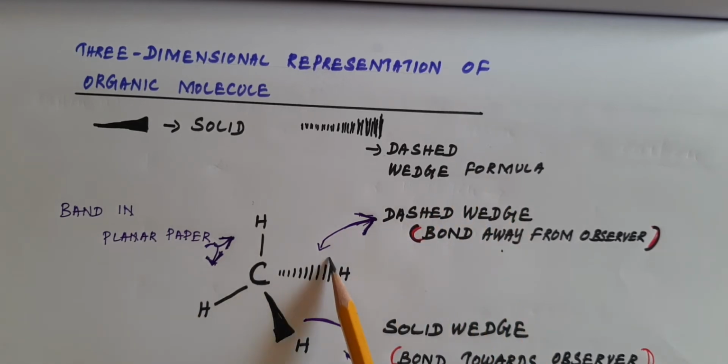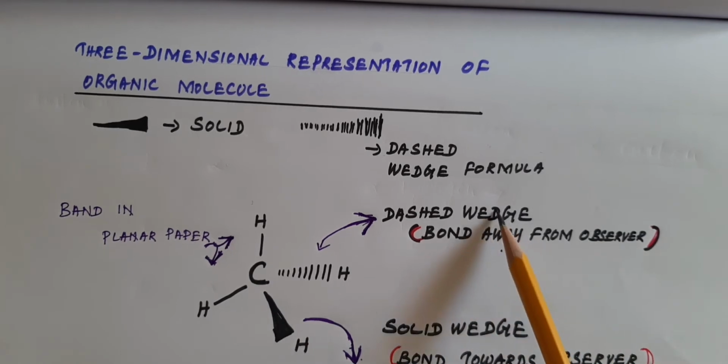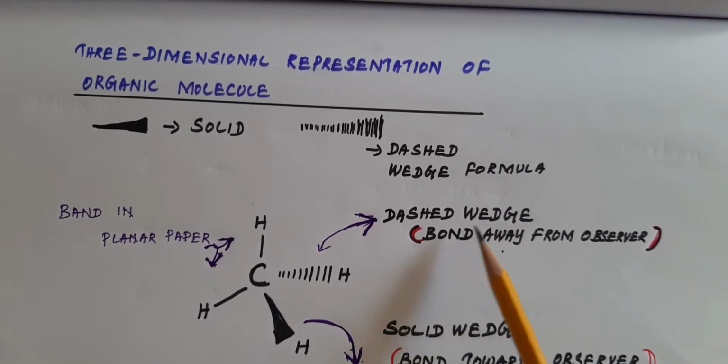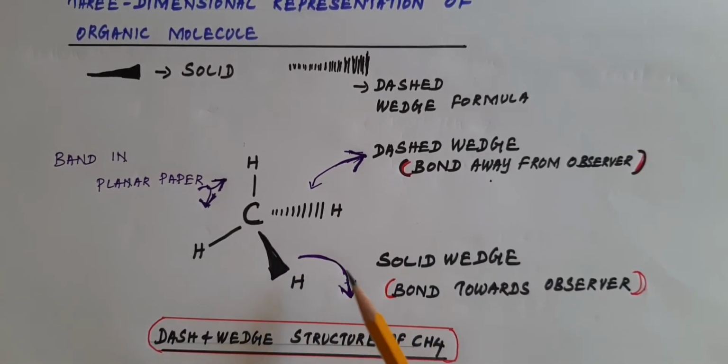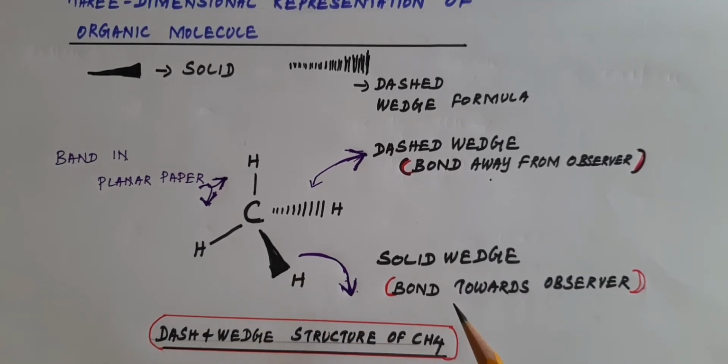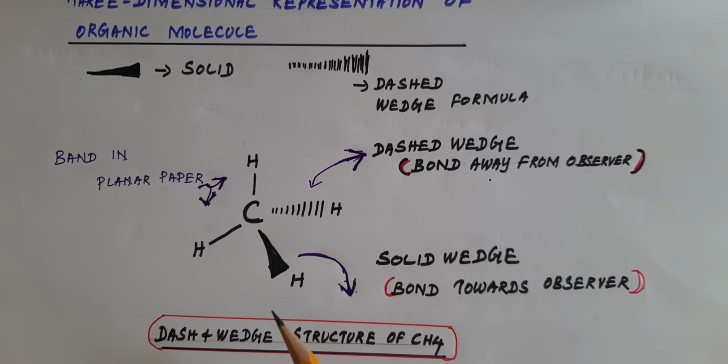The 3D image of a molecule can be perceived from a two-dimensional picture. The 3D representation of the methane molecule on paper has been given here. These two bonds show bonds in the planar paper, and the bond away from the observer is given as a dashed wedge, and the solid wedge bond is towards the observer. This shows the dash and wedge representation of the methane molecule.